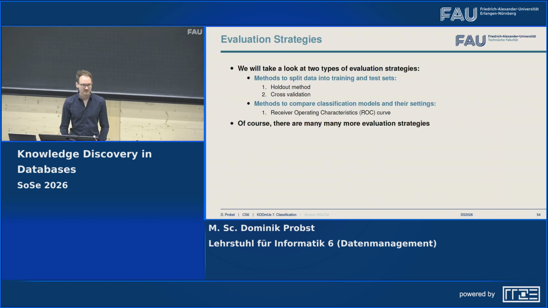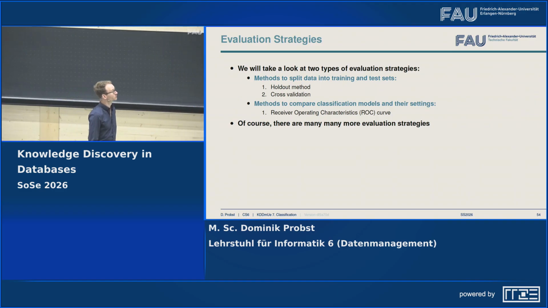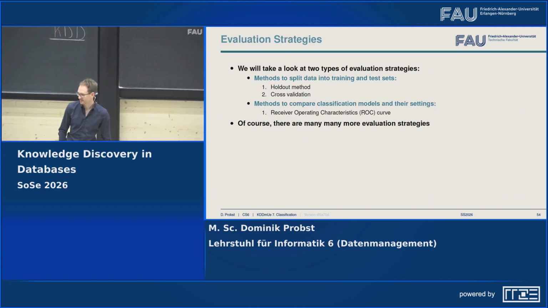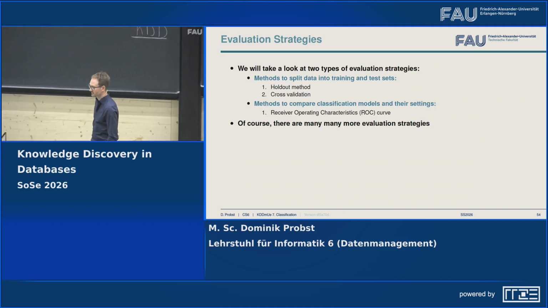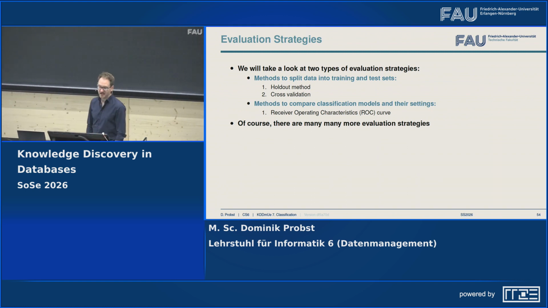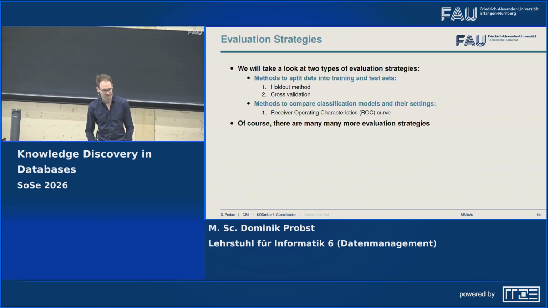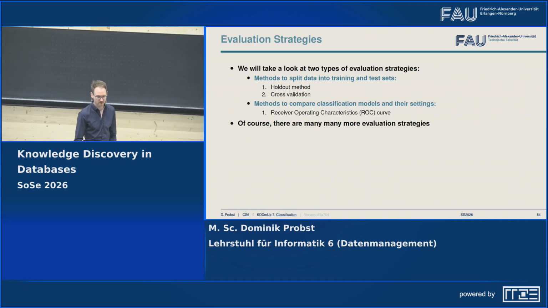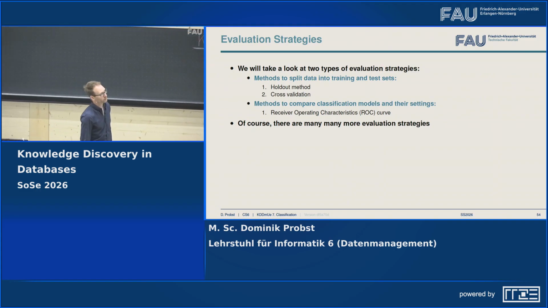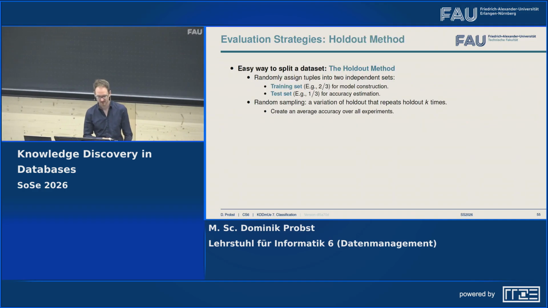And there are some methods to exactly get that, to split a data set into training and test data sets. Two methods we will introduce are the holdout method and the cross-validation method. And then we will talk about a method to compare classification models and their settings. That's the receiver operating characteristics, short ROC curve. Of course, there are many, many more than these, but these are the ones I will introduce in a second.